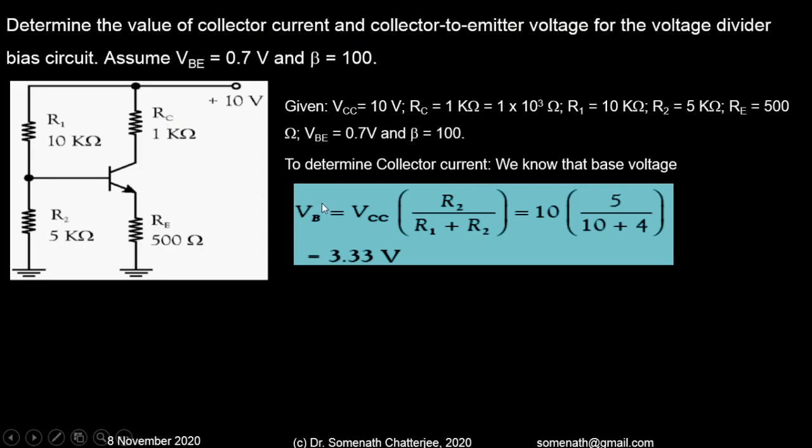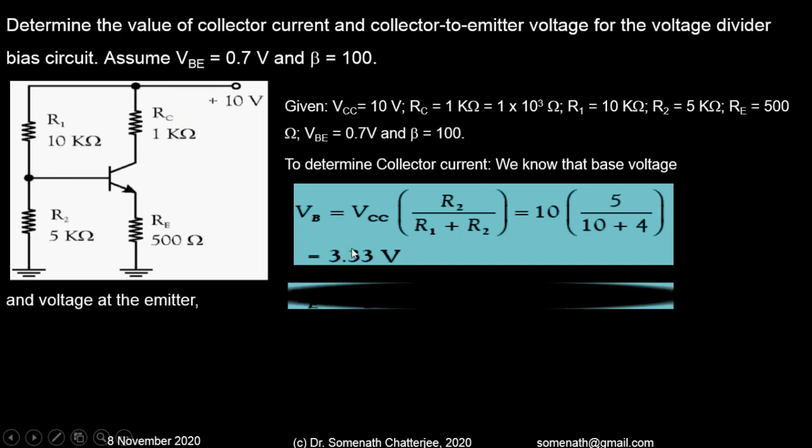VV is basically nothing but a VTH. Here we have to use Thevenin's theorem. So VCC into R2 by R1 plus R2, the potential drop across R2, that we have to set as the base voltage, that is the Thevenin's voltage. From the Thevenin's voltage, after simplification of the circuit, we can use this.